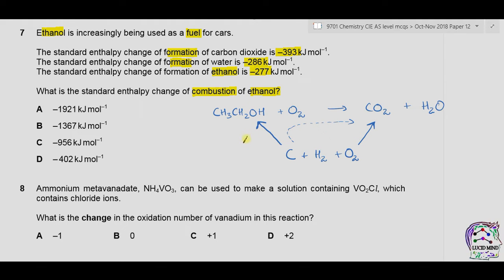We can write this one as delta H1, this one as delta H2, and this is given as enthalpy change of combustion, so this is delta Hc. Let's balance this equation. We have 2 carbon atoms on the reactant side, so we can write 2 with CO2. Similarly, we have 6 hydrogen atoms on the reactant side, so we can write 3 with H2O.